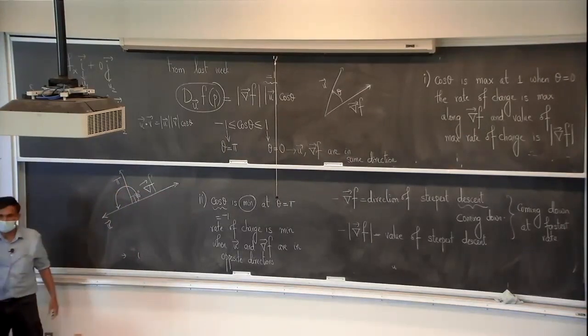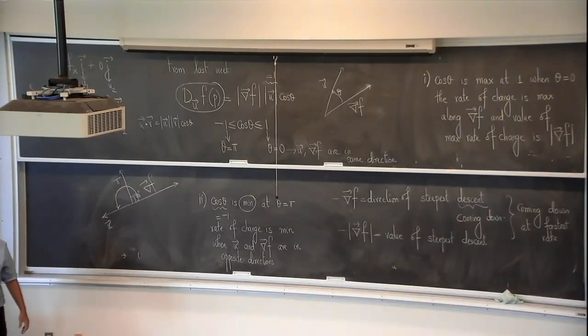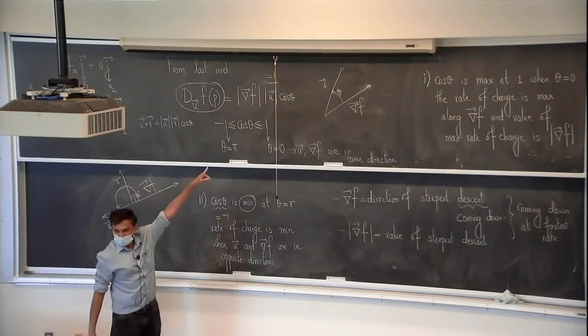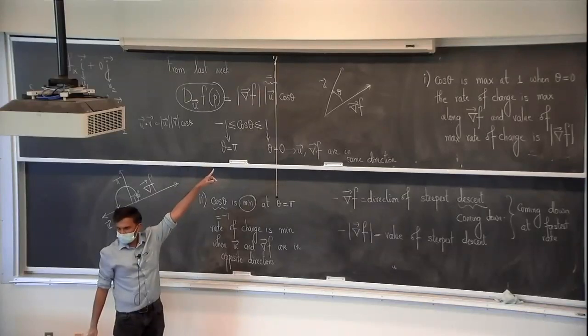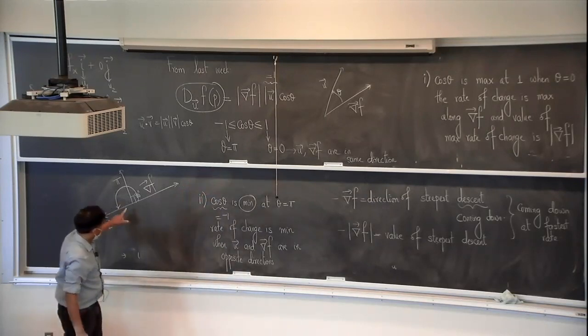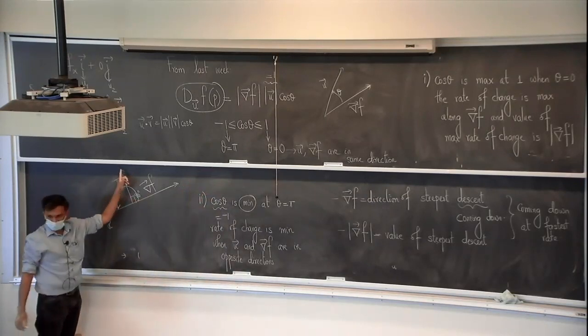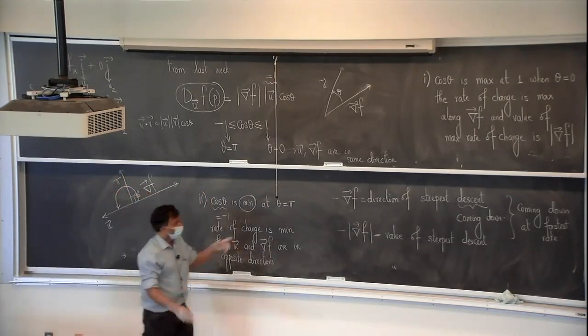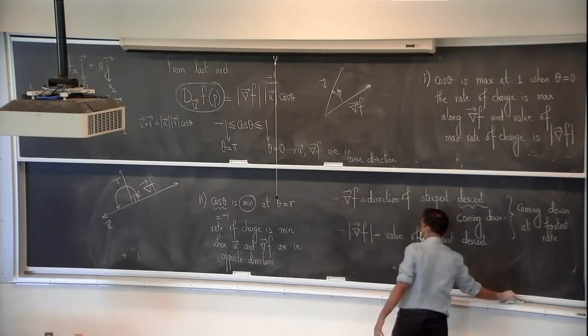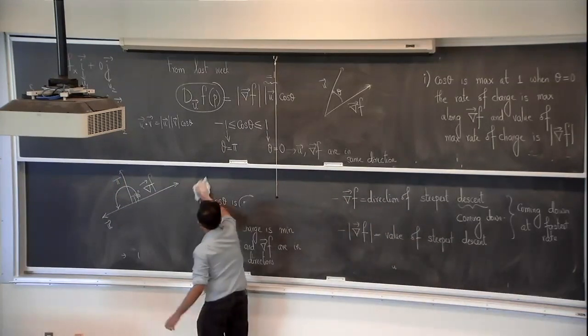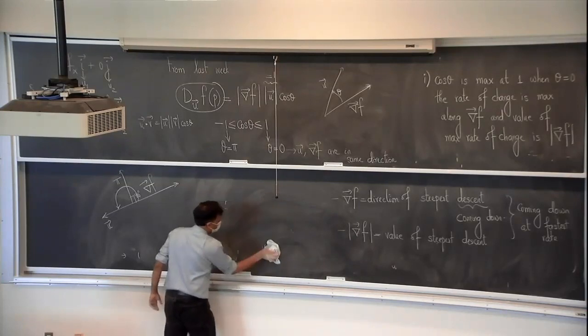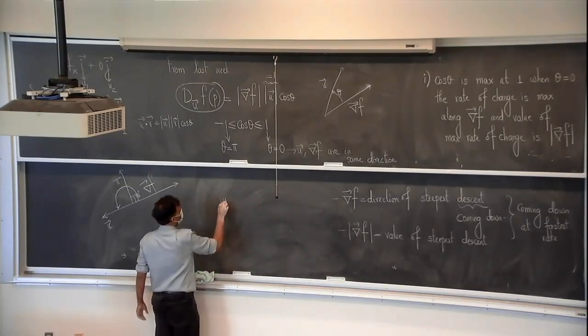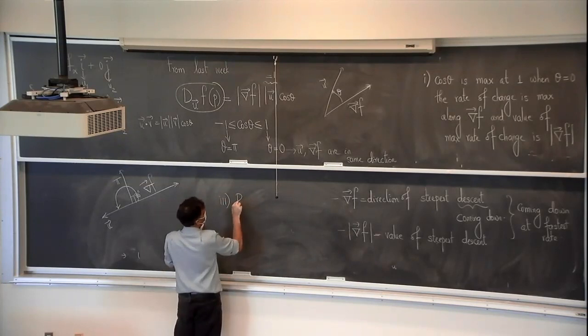What is the rate of change? What happens if you plug in theta equal to 90 degrees in there? What is cosine of 90? 0, right? So if you want to reach the peak and you go in this direction, are you ever going to reach there? No. Okay. So the rate of change is 0 if you are going perpendicular to the gradient vector. The rate of change is 0.